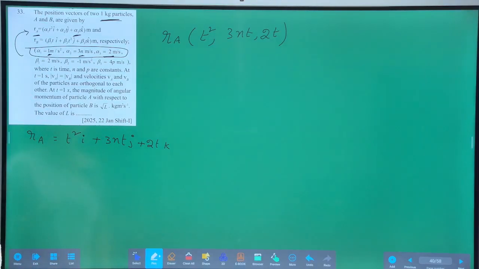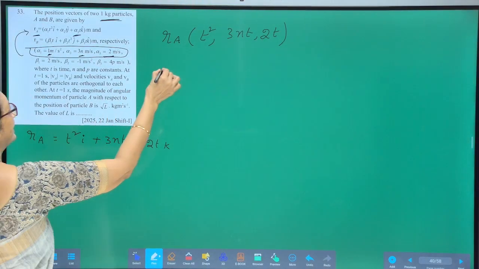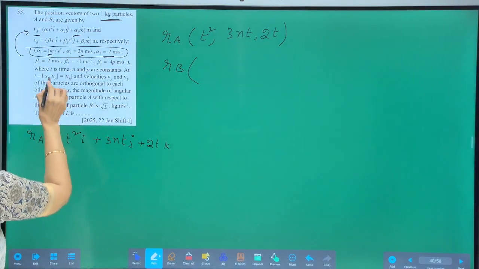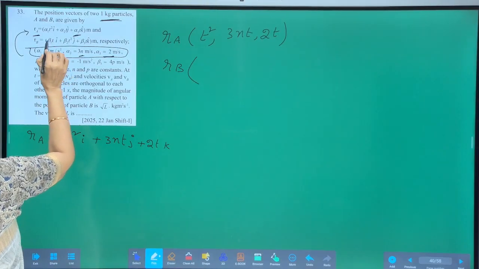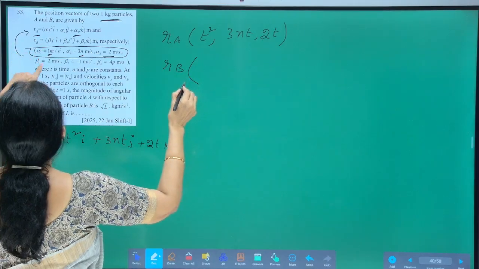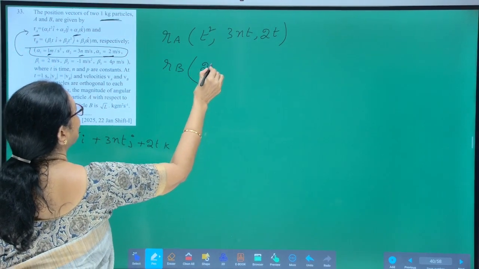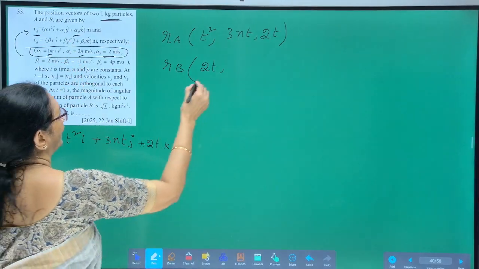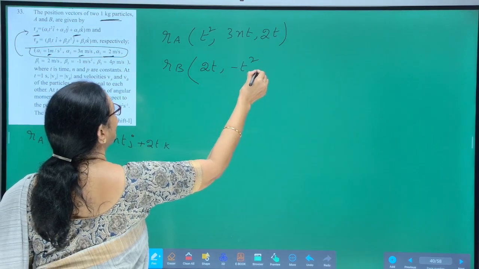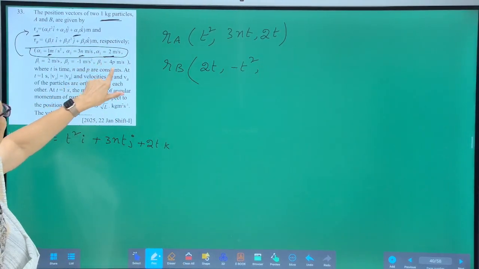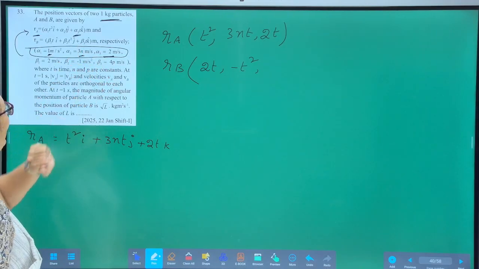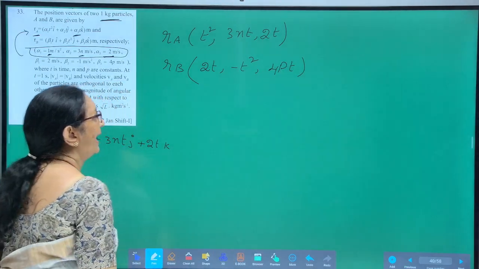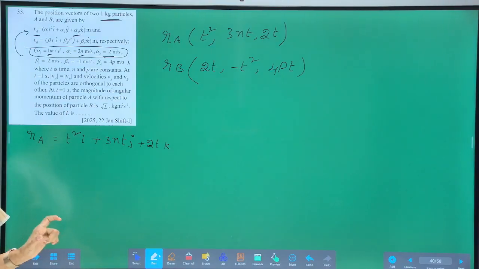Similarly, let me write the coordinates of B. So, here I think we can directly substitute. So, substitute B1 as 2 here. So, it becomes 2 into t, x coordinate. Now, B2 is minus 1 into t square. So, minus t square, and next one B3 is 4p. So, it is 4p into t. They are the position coordinates of A and B.